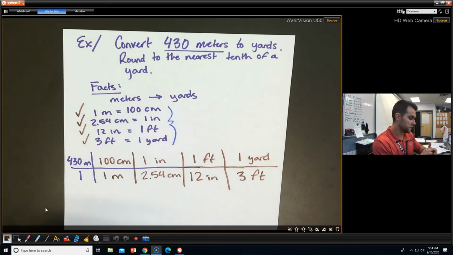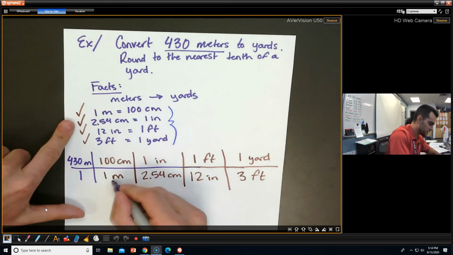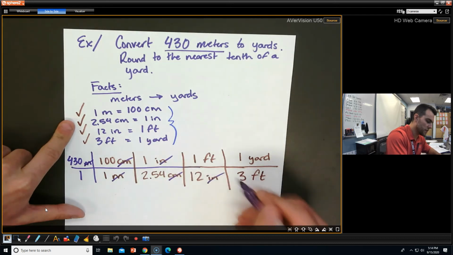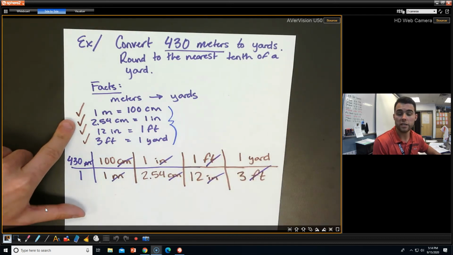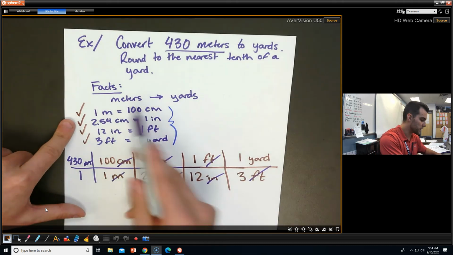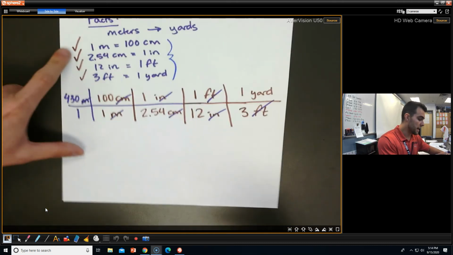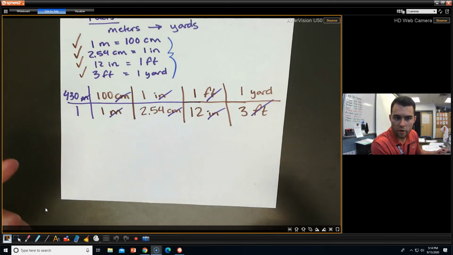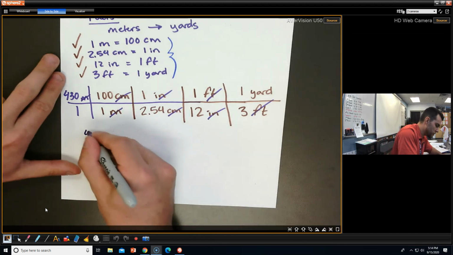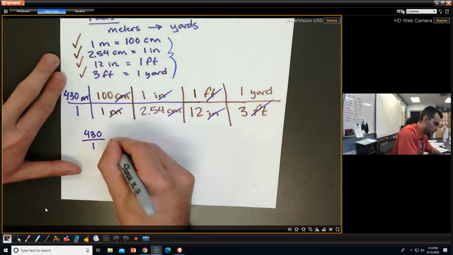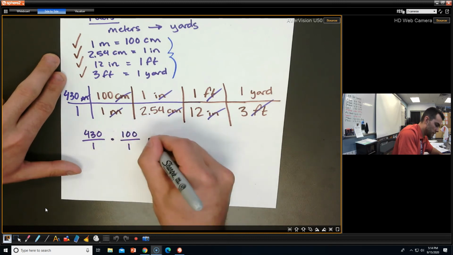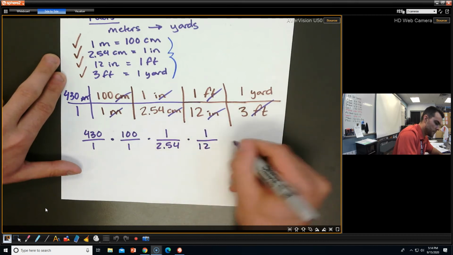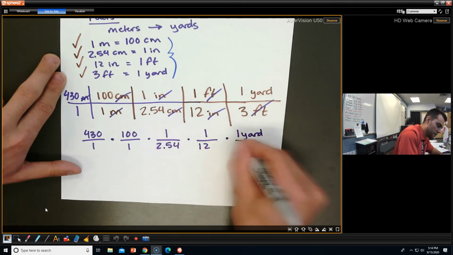And now what's going to happen is, again, every diagonal thing that's the same will cancel. The meters cancel, the centimeters cancel, the inches, the feet. So we're just left in yards. That's our only unit. We wanted to go from meters to yards. Now we just multiply. And now it's good we did this because not everything on the bottom is 1 now. So we can't just ignore it. So I actually have to write it out. 430 over 1 times 100 over 1 times 1 over 2.54 times 1 over 12 times 1 yard over 3.